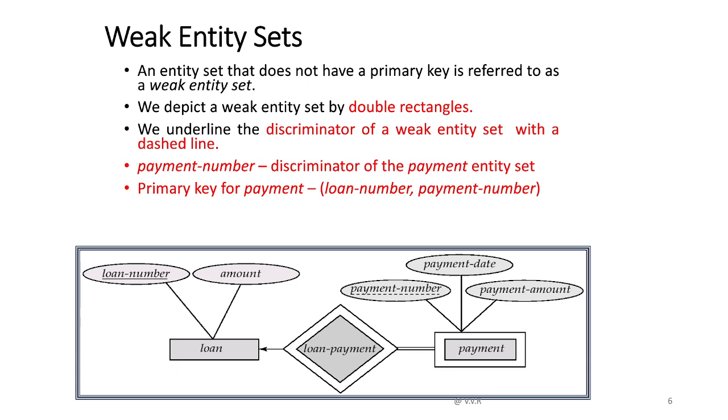Next one is weak entity sets. How we are going to define the weak entity set and how we are going to represent the weak entity set in an ER diagram. An entity set that does not have a primary key is going to be referred to as a weak entity set. It is drawn as a double rectangle. We underline the discriminator of a weak entity set with a dashed line. Payment number, this payment number is the discriminator of the payment entity set. The primary key for payment is loan number and payment number.